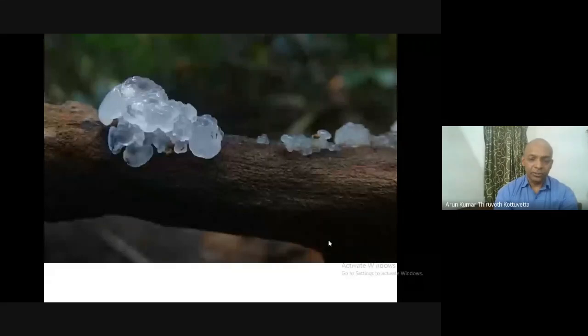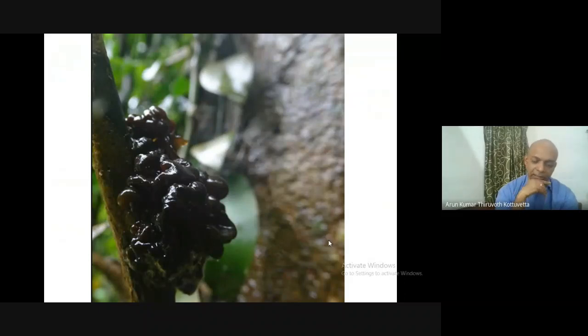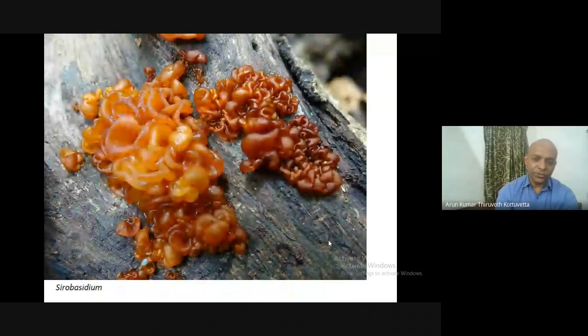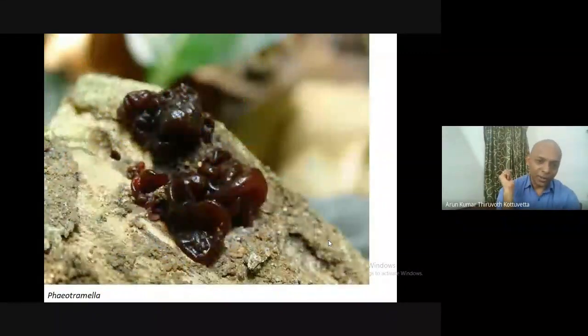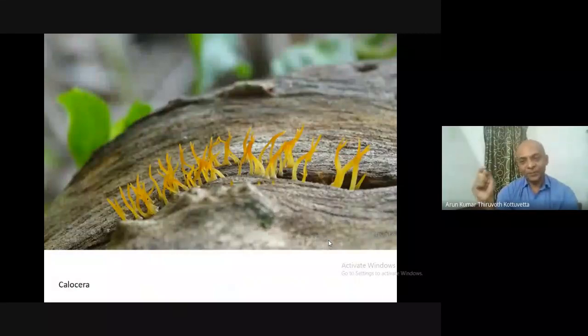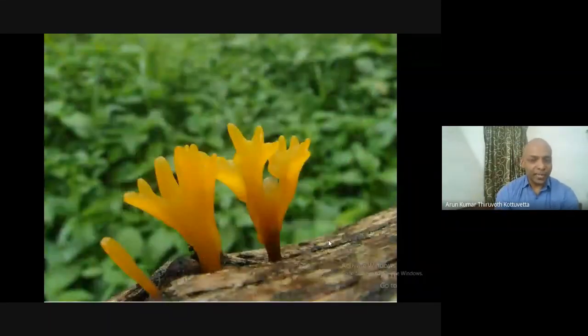So we have some of the members. This is a Tremella species, and another Tremella which was newly described from Kerala, Tremella poicavensis. This is a Cryptobasidium species. This is a Phaeotremella. This is a Calocera species. This is Auricularia. This is Dacryopinax.